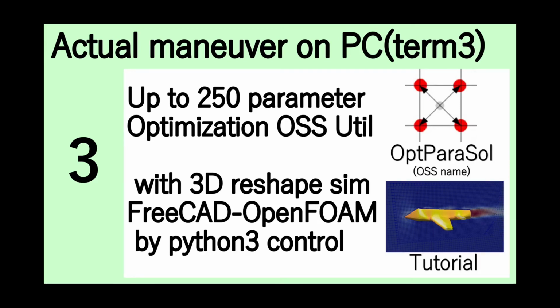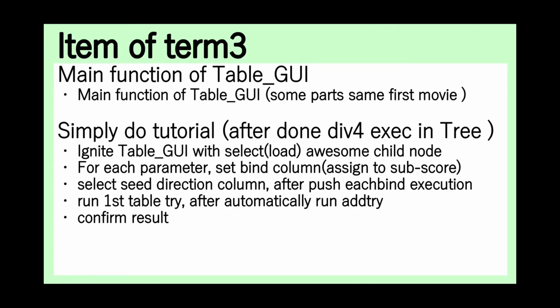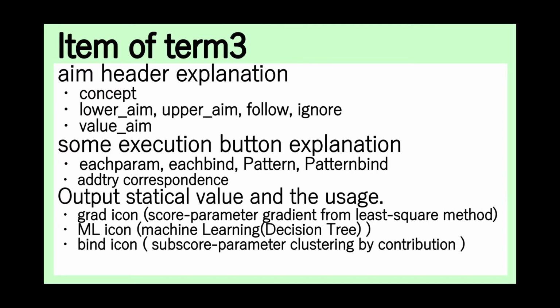Actual maneuver on PC, term 3. Item of term 3: main function of table GUI. Simply do tutorial. Aim, header, and some execution button explanation. Output statistical value and the usage.